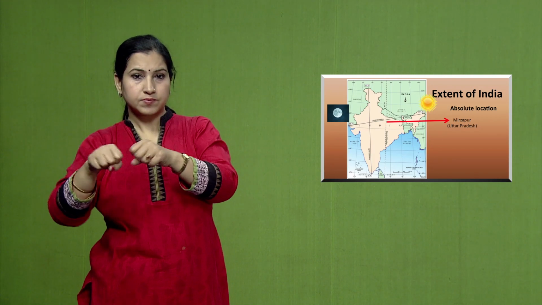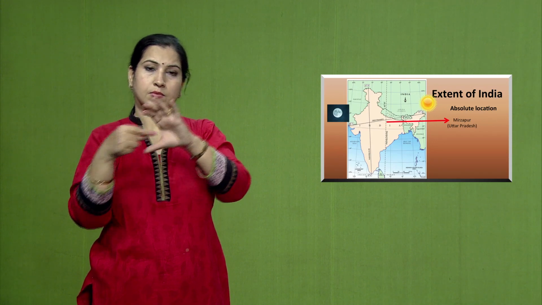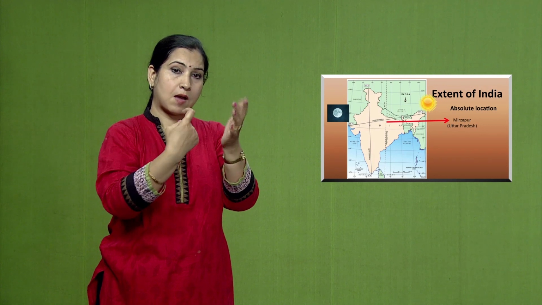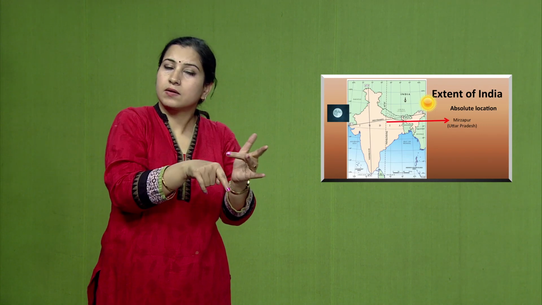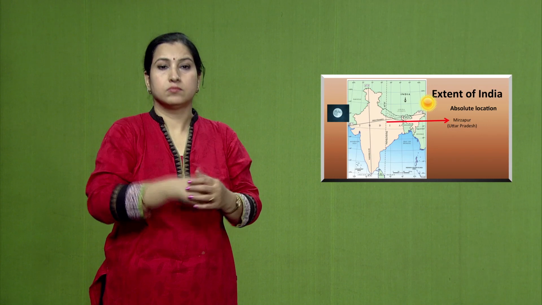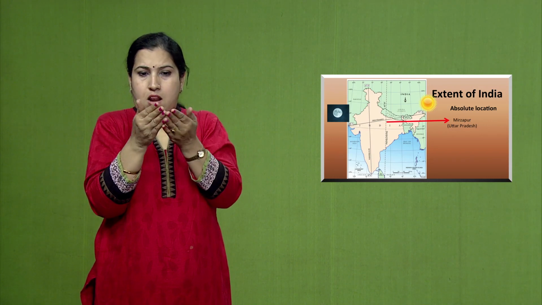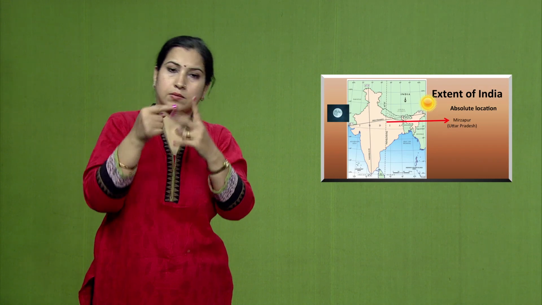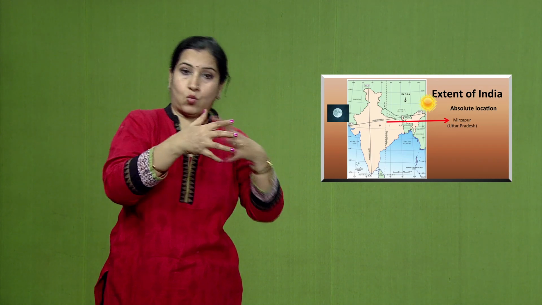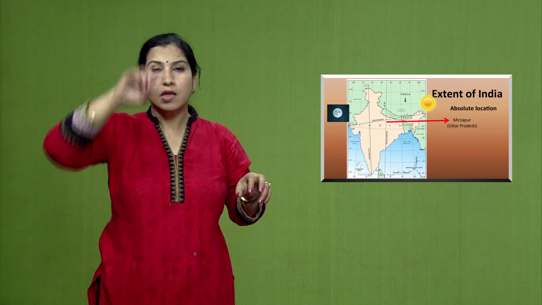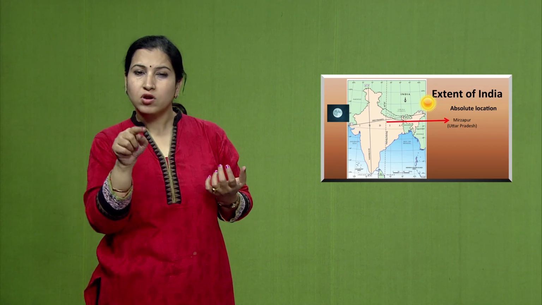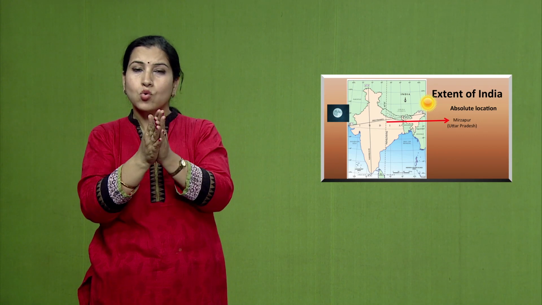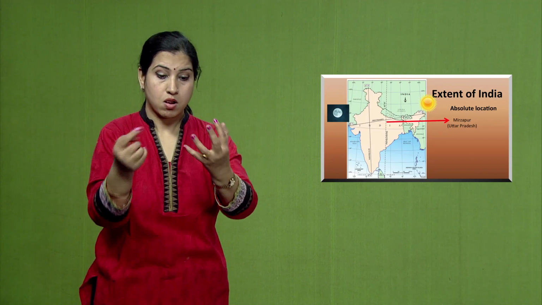82 degrees 30 minutes east longitude, that is the north-south line, passes through Mirzapur district of Uttar Pradesh and is known as the standard meridian of India. It cuts the country almost from the middle, dividing it into east and west parts. India accounts for 2.42% of the total world land area.